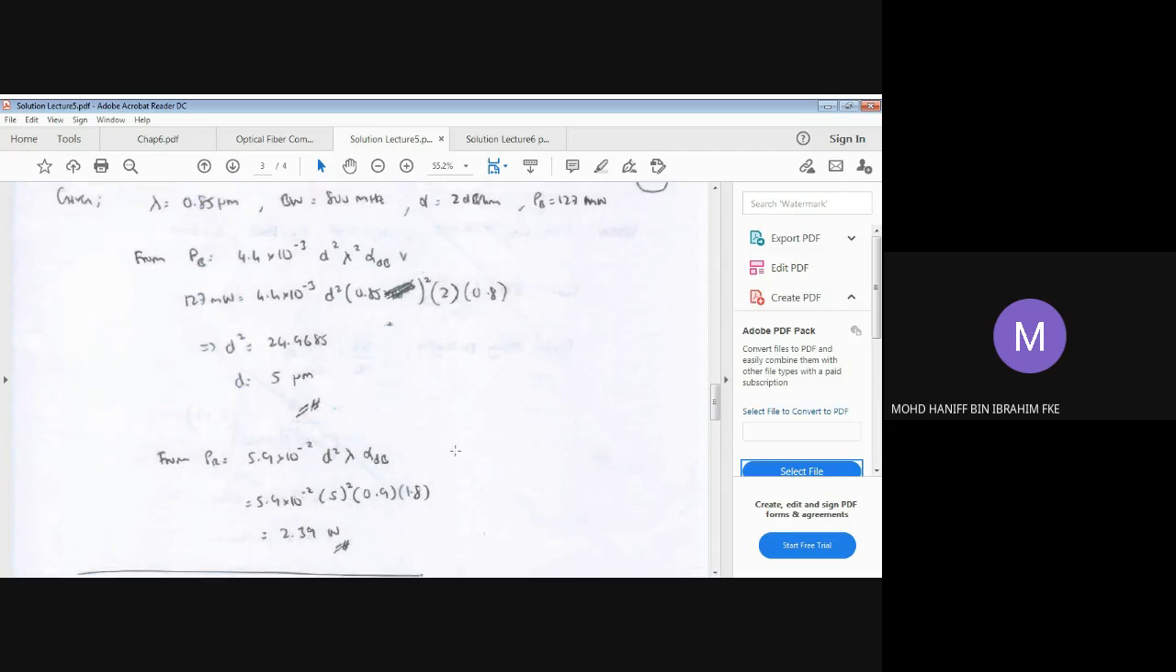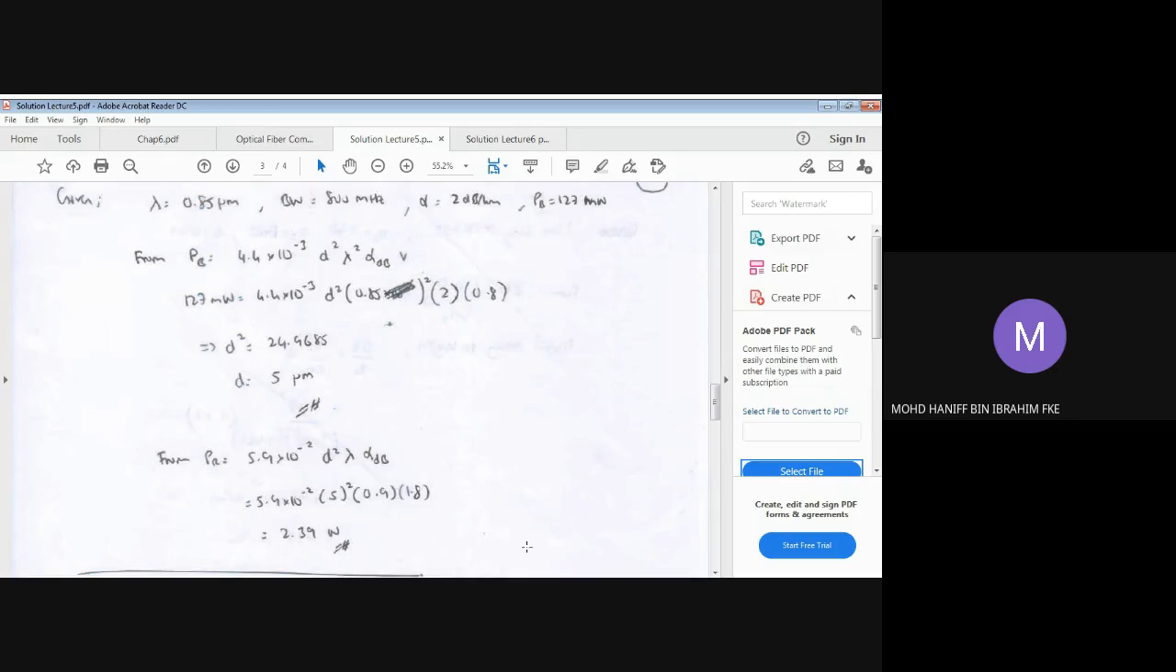Okay, we note that when we compare the threshold power for the Brillouin scattering, PB, and the threshold power for the Raman scattering, the values are very different, right? For stimulated Brillouin scattering, SBS, the power is 127 milliwatt, which is small. But for the Raman, SRS, the value is quite high, which is 2.39 watt.